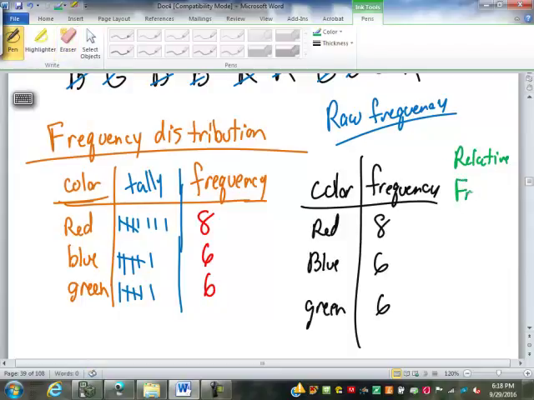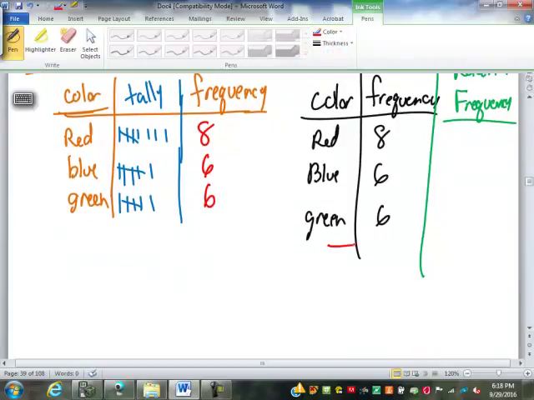The relative frequency tells us what portion of the whole is each value. To find the relative frequency, the first step we need to do is find the total frequency. If we add these all up, we get 20 total responses. The relative frequency can be either given as a decimal or a percent.